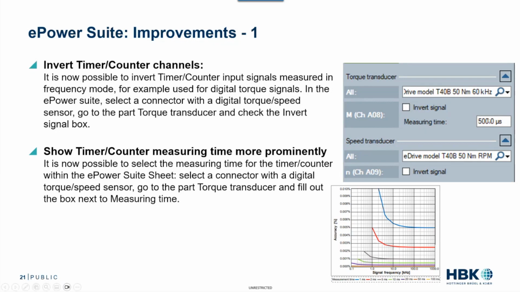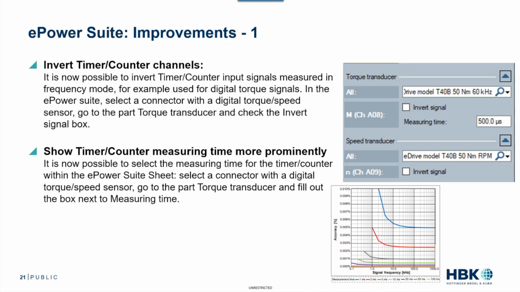We've also added the measuring time to be much more prominent on the ePower. Previously, you needed to go into the perception settings sheet to find that measuring time, but it's a really important parameter, and I think it's important for users to be able to see it and know what it is and make a conscious decision as to how they're setting it.